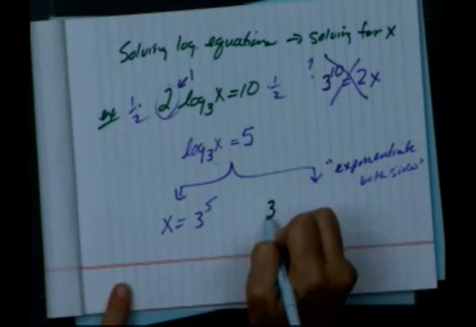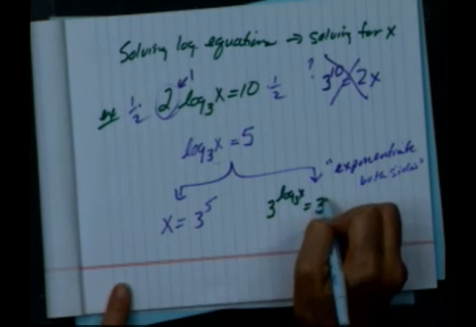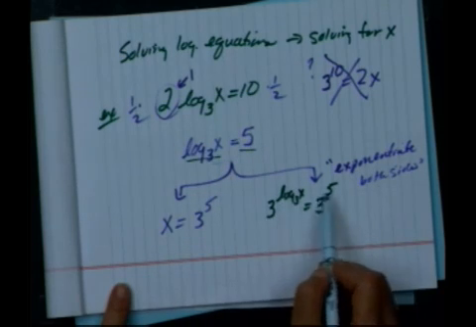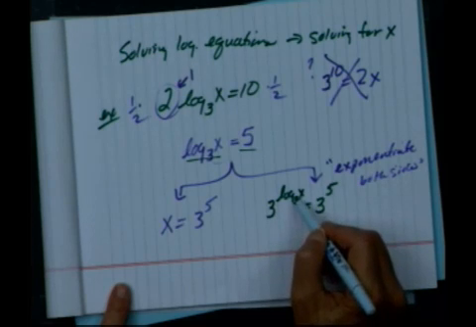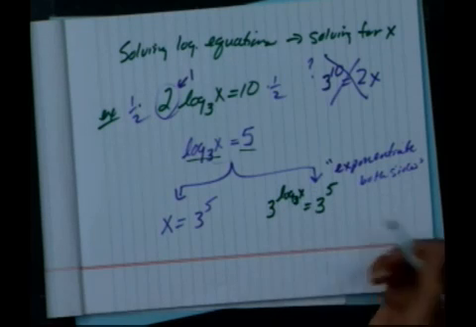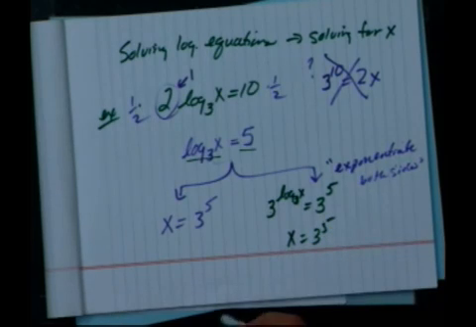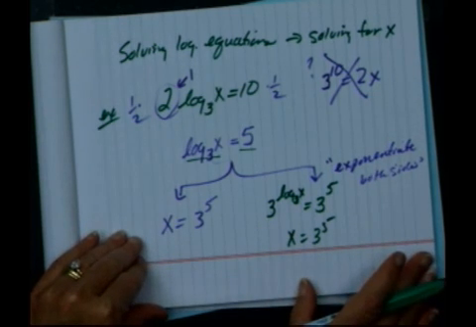So we can say 3 raised to the log to the base 3 of x is equal to 3 raised to the 5th. We can let both sides of an equation become the exponents for a base, and we get to pick our base. We pick this base 3 because we have an identity that says a raised to the log a of x is x. So 3 raised to the log 3 of x is x, and we got x equals 3 to the 5th. So 2 ways you could solve that. All right, everybody good? Okay, let's try another example.